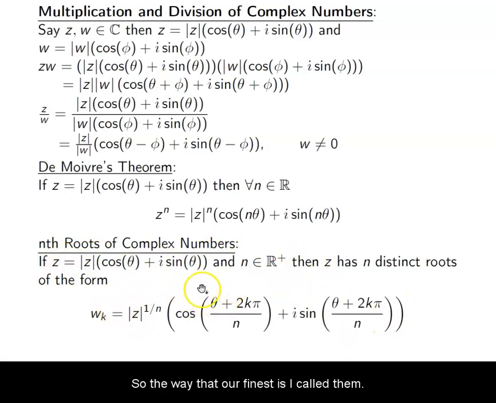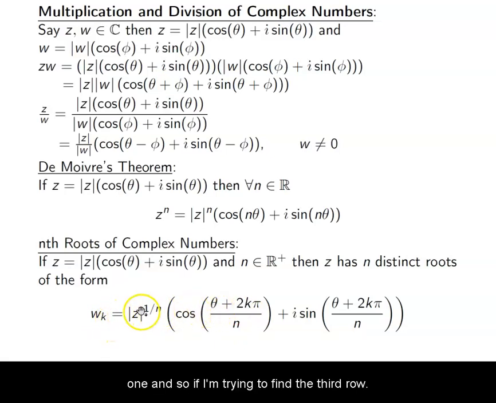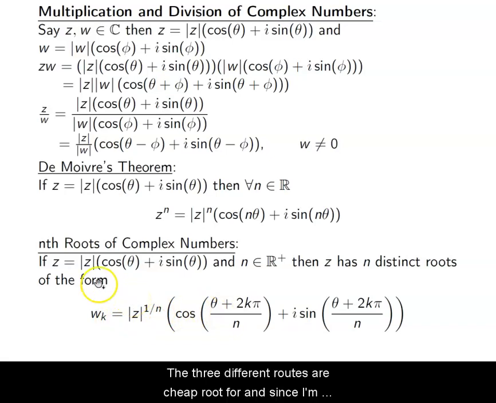Okay. So the way that I find this is I call them root 0, 1, 2, up to k. The way that I find this is I take the modulus to the 1 over n, right? So the modulus is always to the nth root. For my cosine, I'm going to have theta plus 2k pi over n. My k is going to count from 0 up to n minus 1. Okay, so if I'm trying to find the 3 different roots, a cube root for instance, I'm going to have k is 0, k is 1, k is 2, because that's 3 different values, and the last value is 1 less than n.